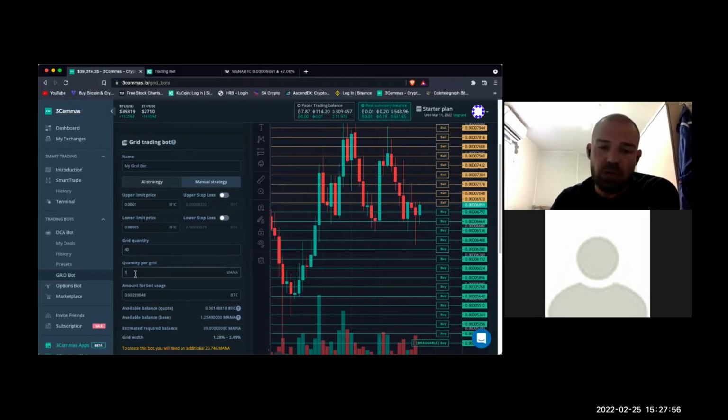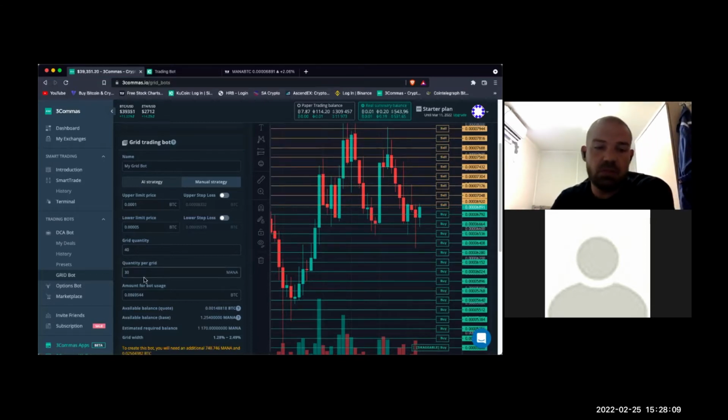If you choose 1 MANA per grid, you will see your bot will use 0.0289848 Bitcoin. If you want to be adventurous and you do 30, your bot will use 0.08 Bitcoin to run on these settings.